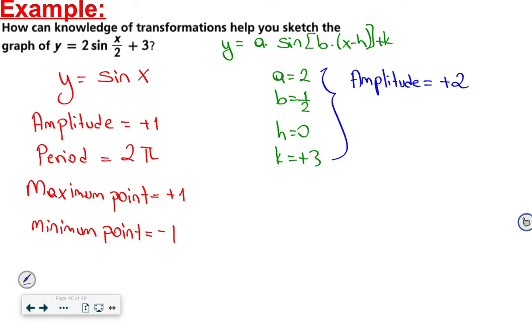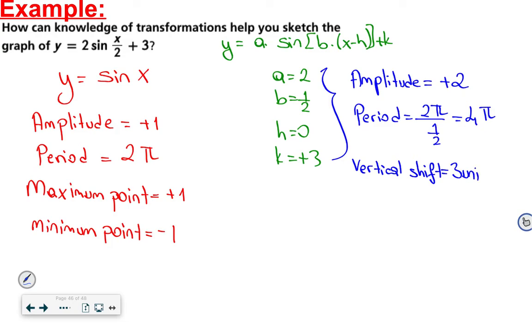Because B is 1/2, your period is going to become 2 pi over 1/2, which is equal to 4 pi. Since H is equal to 0, there's no phase shift or horizontal shift. K is equal to positive 3 means your vertical shift is 3 units up.